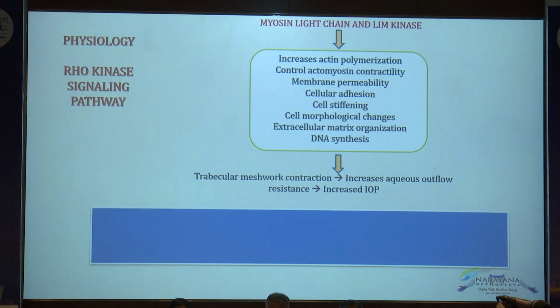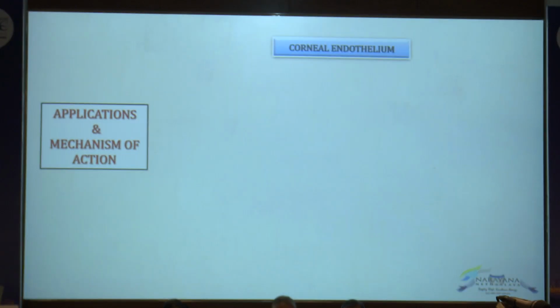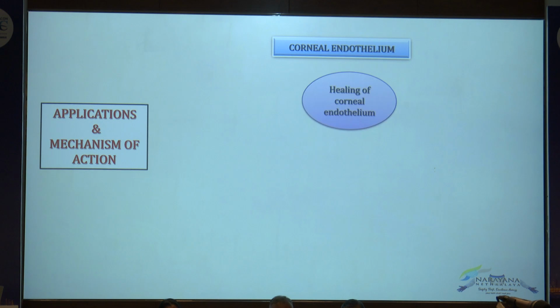Now, a lot of the tests and studies which have been done are done in the lab, on corneal endothelial cells, in experimental situations, and we would always like to know how that translates into our clinical practice. Over time, it has been shown by groups that it is known to regulate a number of functions in all corneal layers, including cellular proliferation, differentiation, and modulation, and cell adhesion, which we know are very important in our endothelial function. So how is the application of this drug?